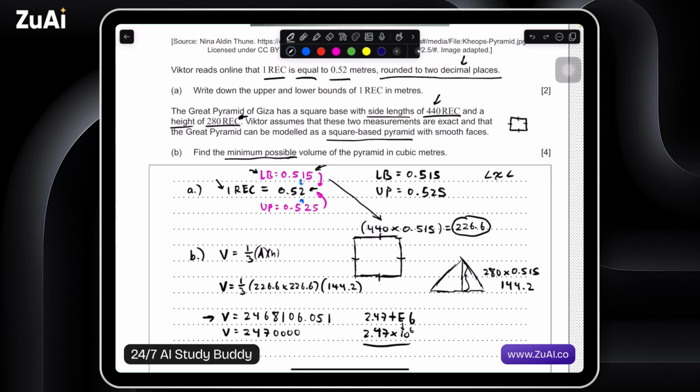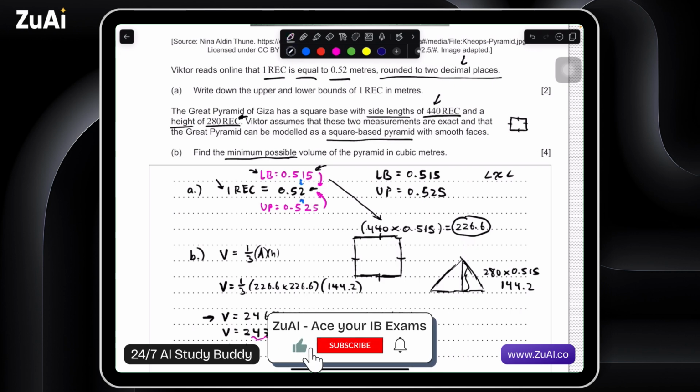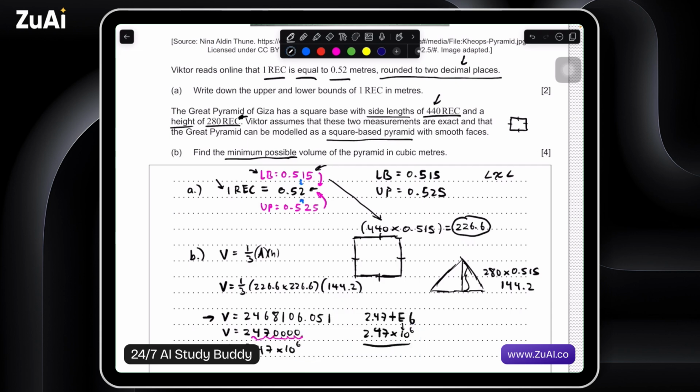If we want to write it out using scientific notation, if this is our decimal place right here, 1, 2, 3, 4, 5, 6 hops. And then we would get 2.47 times 10 to the 6. Essentially, we're multiplying by 10 to the power of 6. Alright, and that would be our minimum volume in meters cubed.